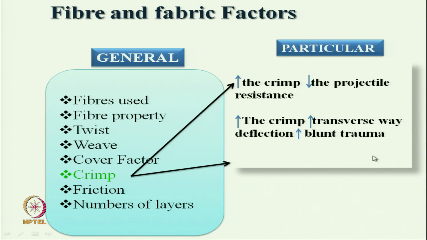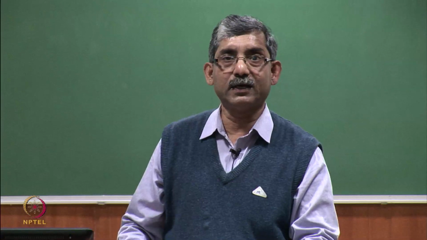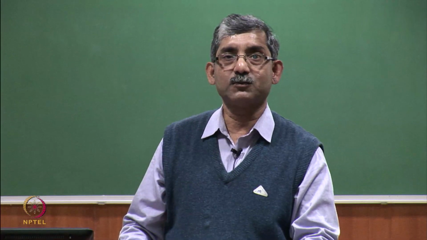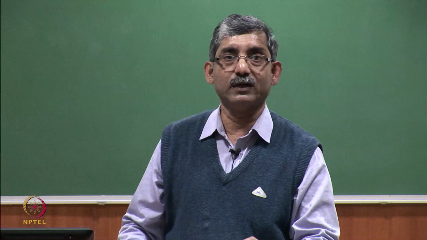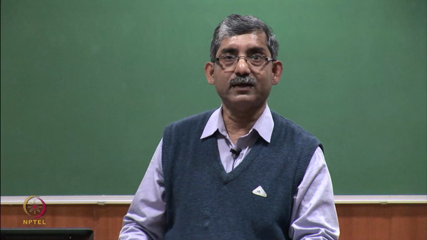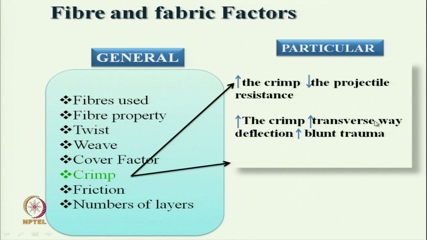Next factor is the crimp. Crimp we should try to keep as low as possible, because higher crimp means the projectile resistance will reduce due to the straightening of the threads, and with the increase in crimp the transverse wave deflection will increase and blunt trauma will increase.